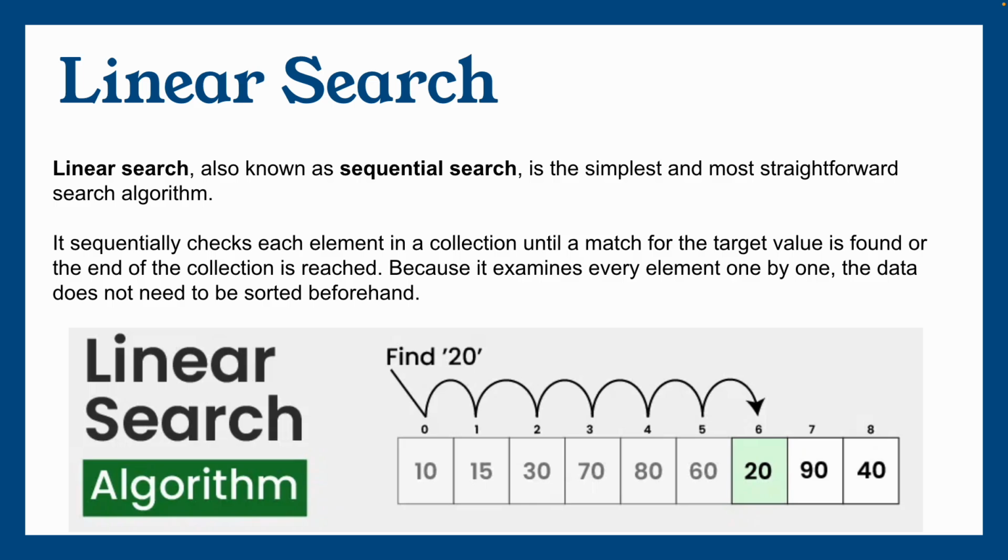Okay, the first algorithm for search that we'll be looking at is called linear search, also known as sequential search. This is the simplest and most straightforward search algorithm. It's super simple. It sequentially checks each element in a collection until it finds a match, that target value, or if it doesn't find the target value, it reaches the end of the collection.